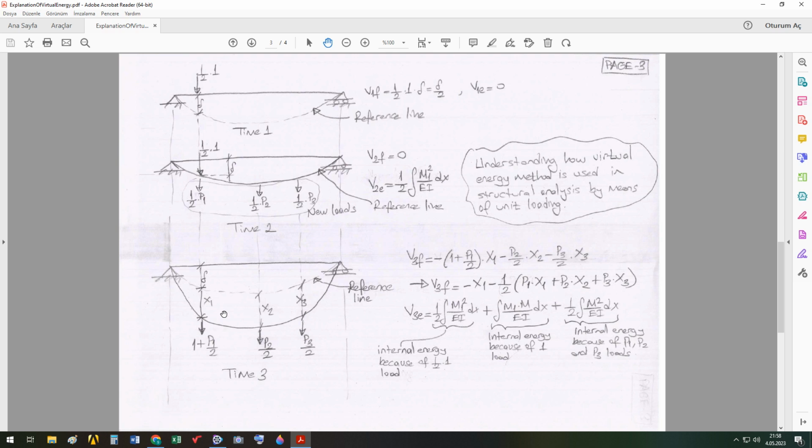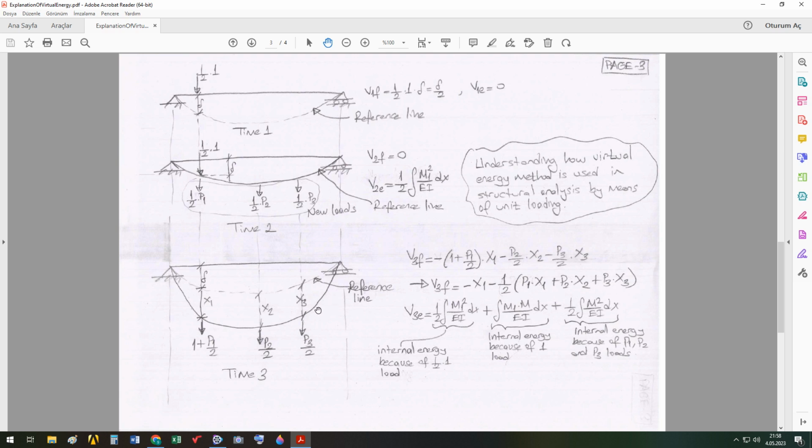This is taught in statics and dynamics. Please refer to the books of dynamics. So the potential energy of the force is negative because the reference line is above the forces. So they are all negative. Okay. If I rewrite it, I will obtain this equation.